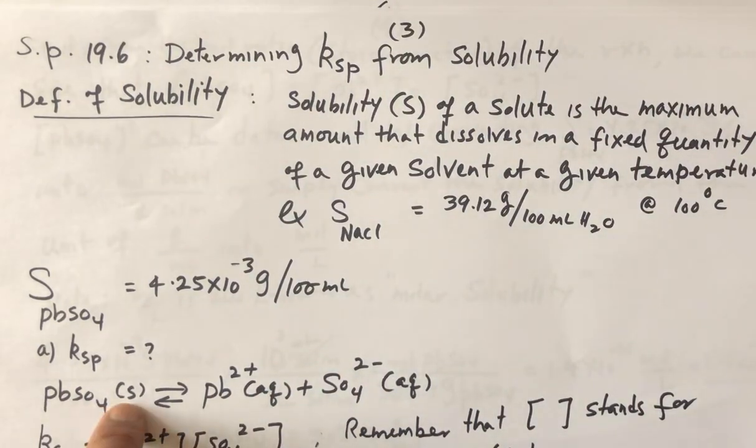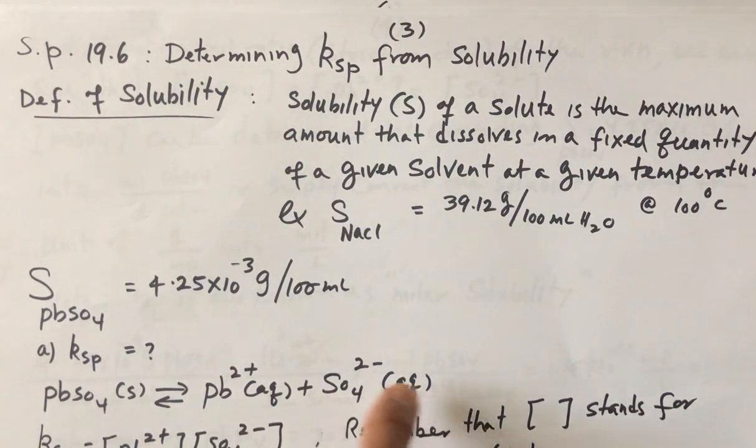So lead sulfate is the solid. It's at equilibrium with its component ions, Pb2+ and SO4 2-, in the aqueous phase. Remember, these are all in the aqueous phase. Always, this is in the solid phase, right?